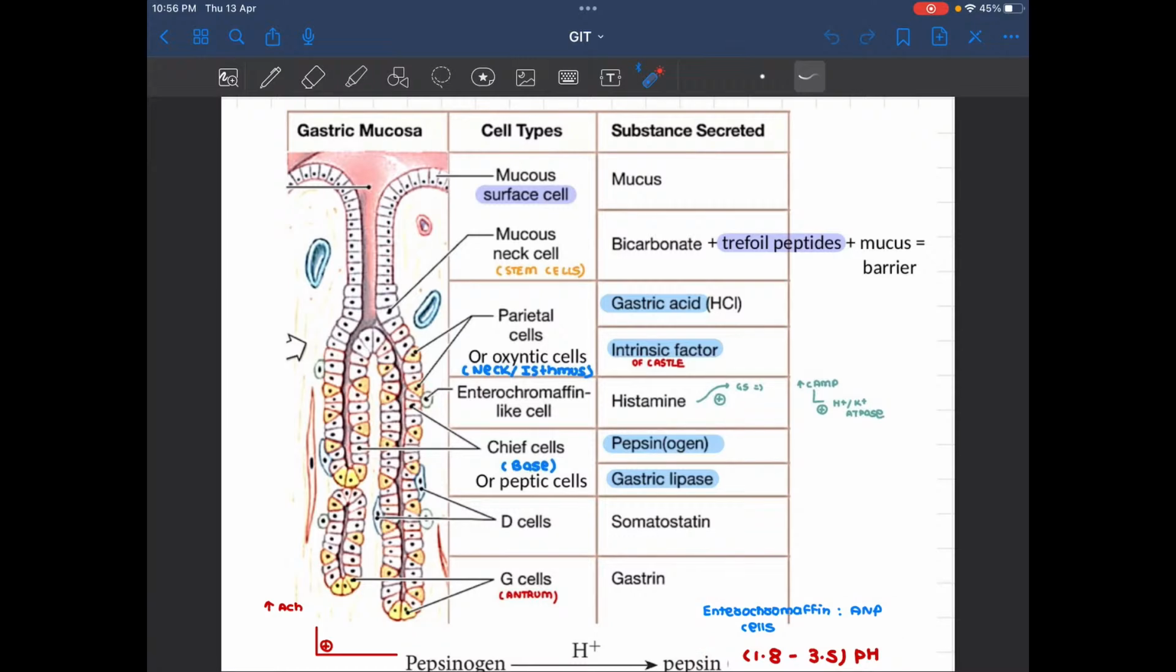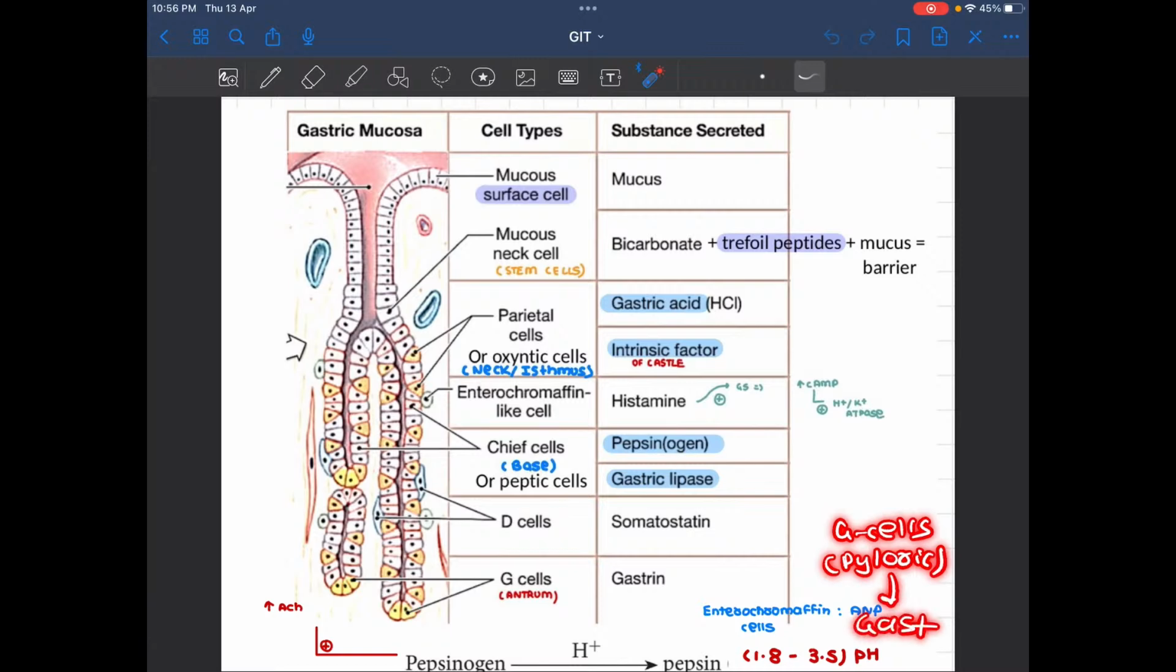What are they asking you? Chief cells, also known as your base cells, which are present at the base, or your peptic cells, they release your pepsinogen. Okay? And your gastric lipases, which are your predominant enzymes present over here. Then we have D cells, which secrete somatostatin, and obviously you have the G cells present where? In the pyloric glands, which secrete your gastrin.